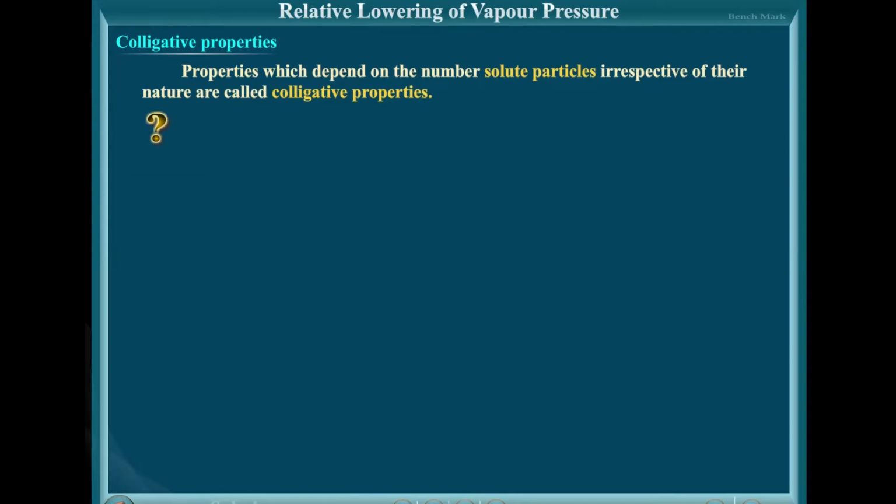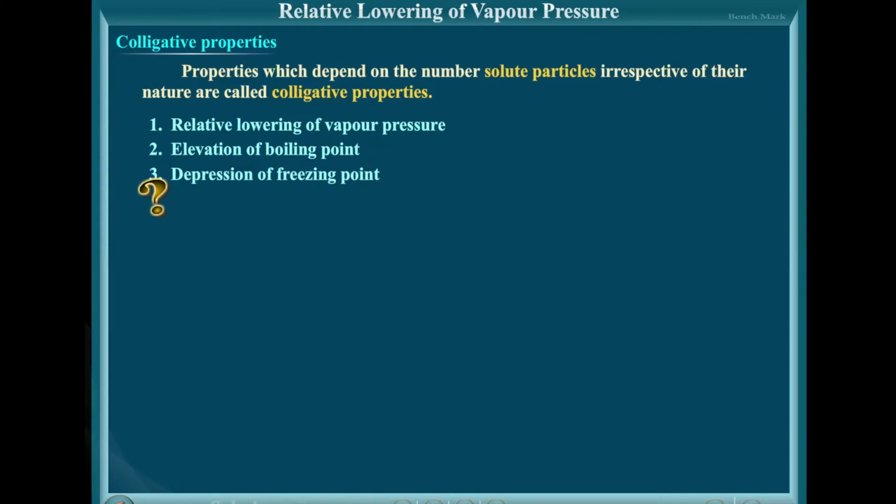There are 4 colligative properties that we'll be discussing in this unit. The various colligative properties are: the first one, relative lowering of vapor pressure, which I had discussed in my previous video. Second one, elevation of boiling point. Third one, depression of freezing point. And the last one is osmotic pressure. So we'll be discussing each colligative property one by one.